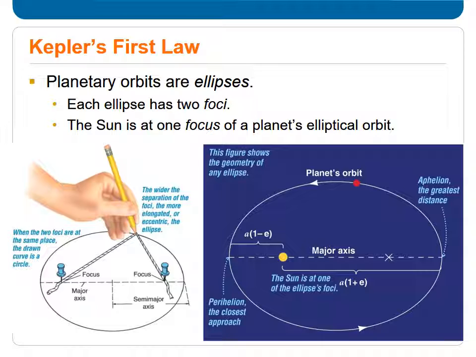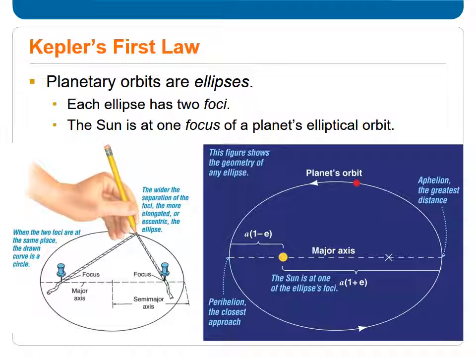Then we have this property called eccentricity. If the semi-major axis, half the whole major axis, has a value a, then the distance from the perihelion point, where the planet is closest to the sun, is a times 1 minus the eccentricity, and the distance of the planet when it's farthest from the sun is a times 1 plus the eccentricity. And that's the planet's orbit there.